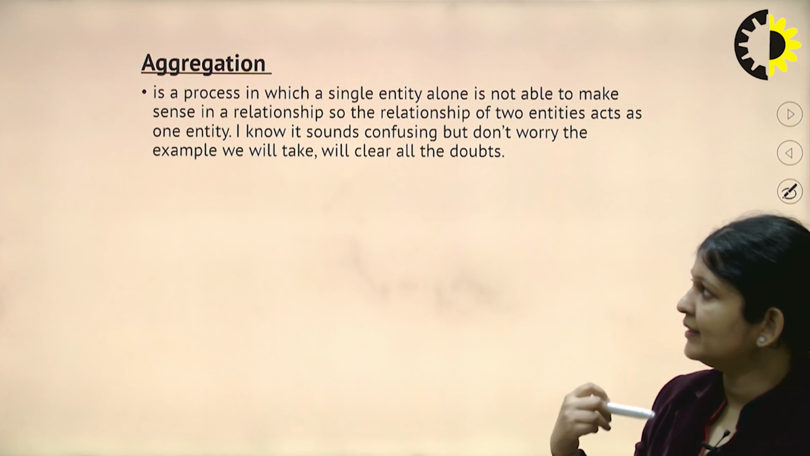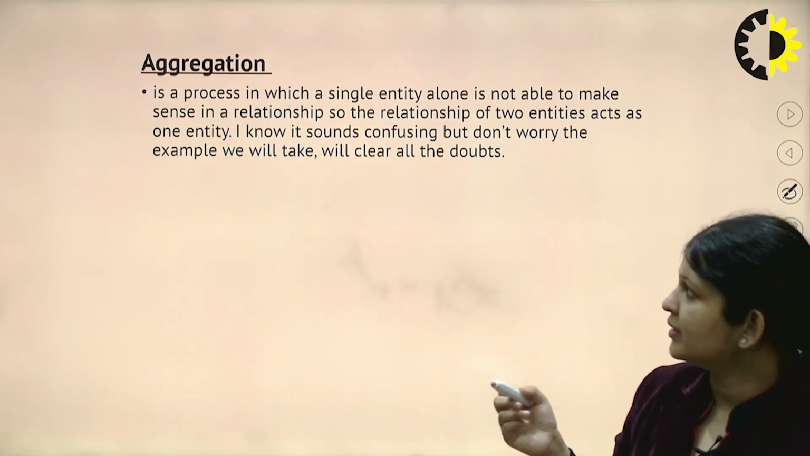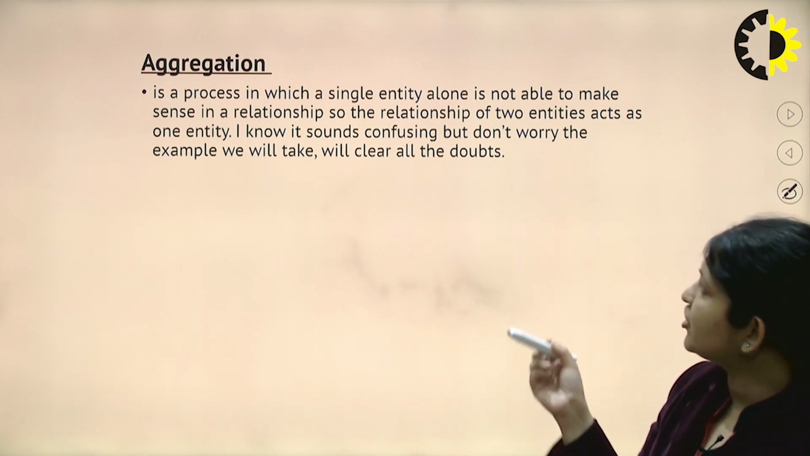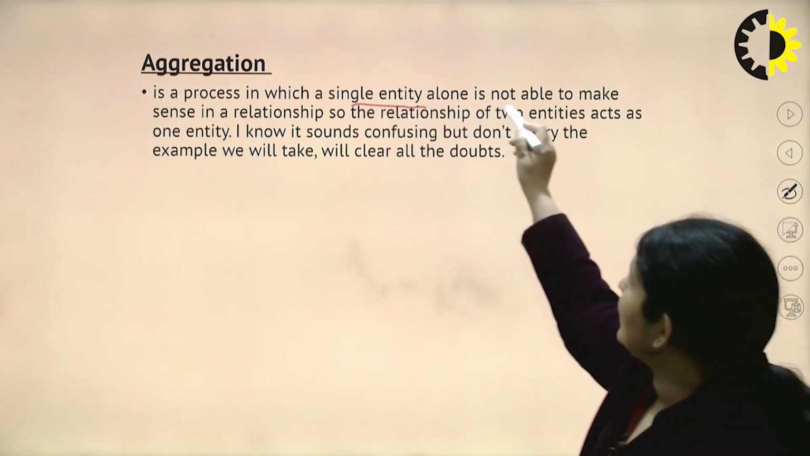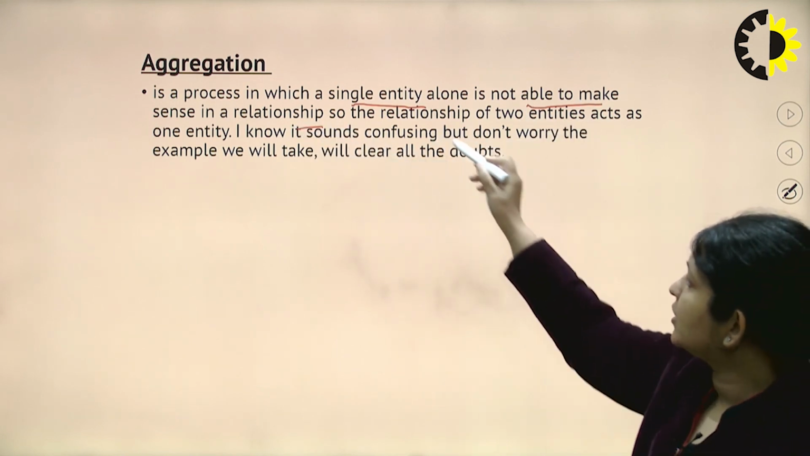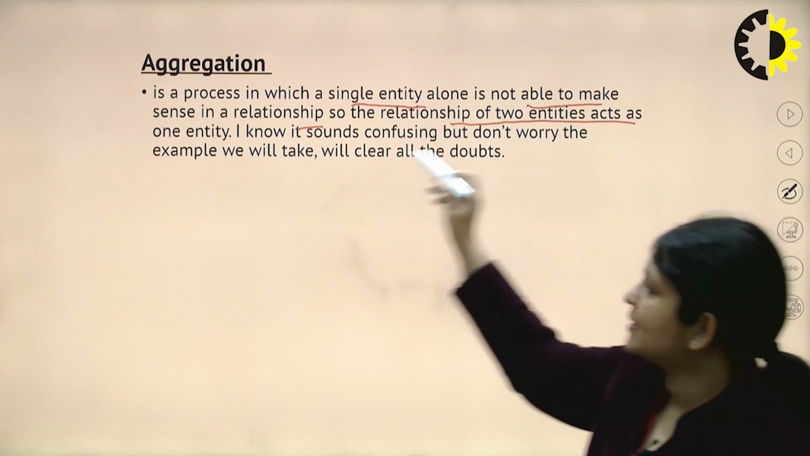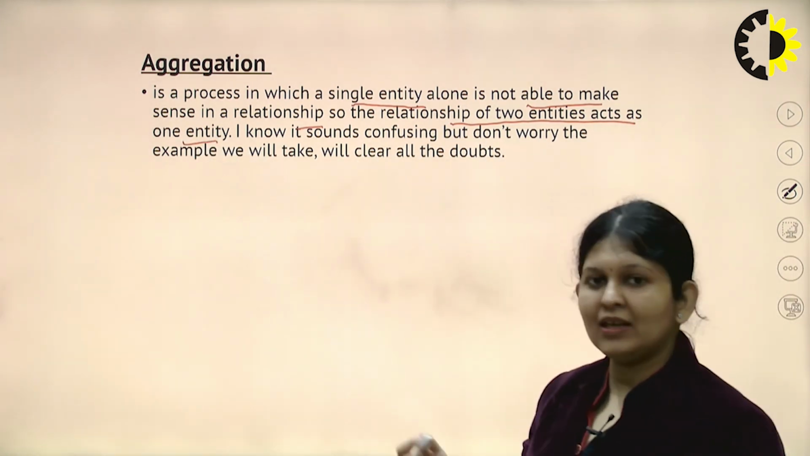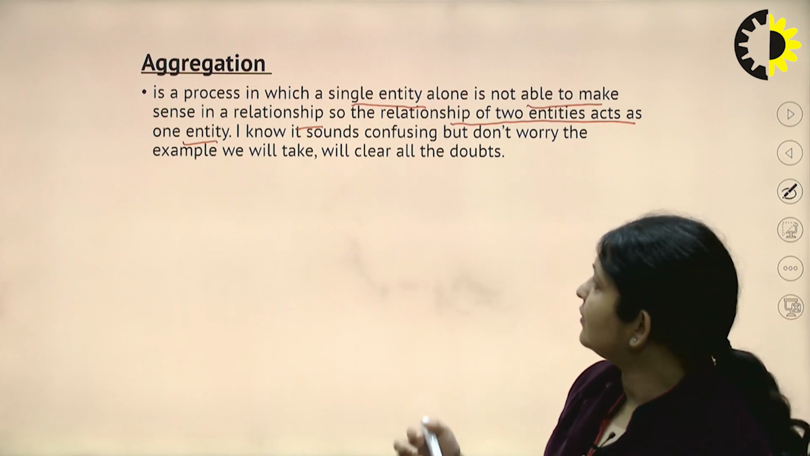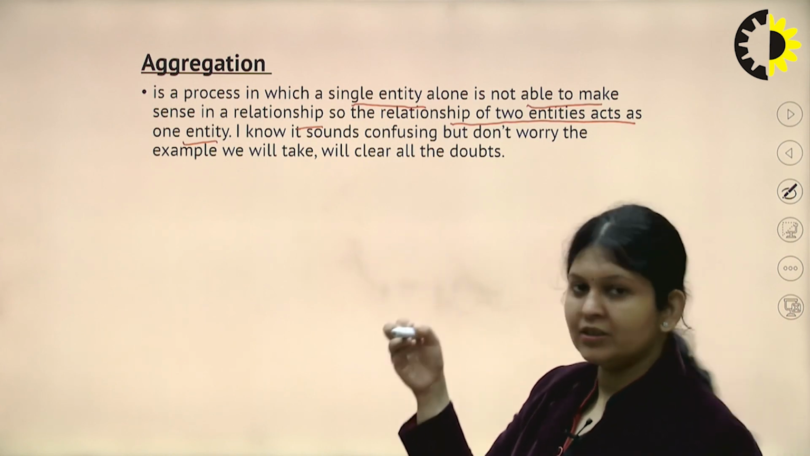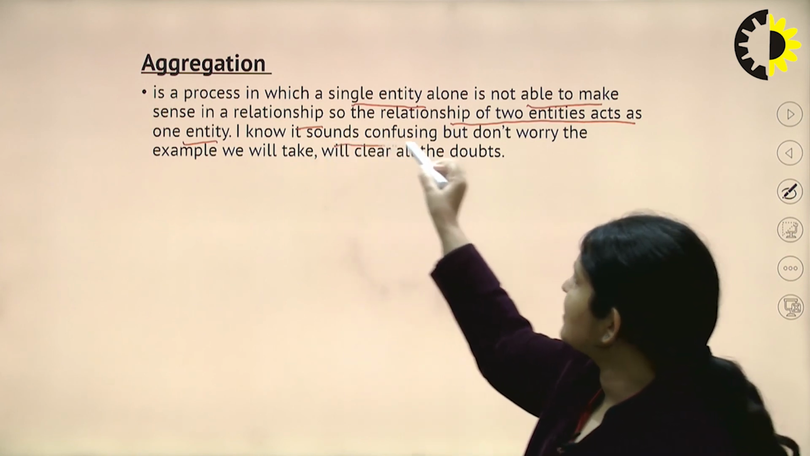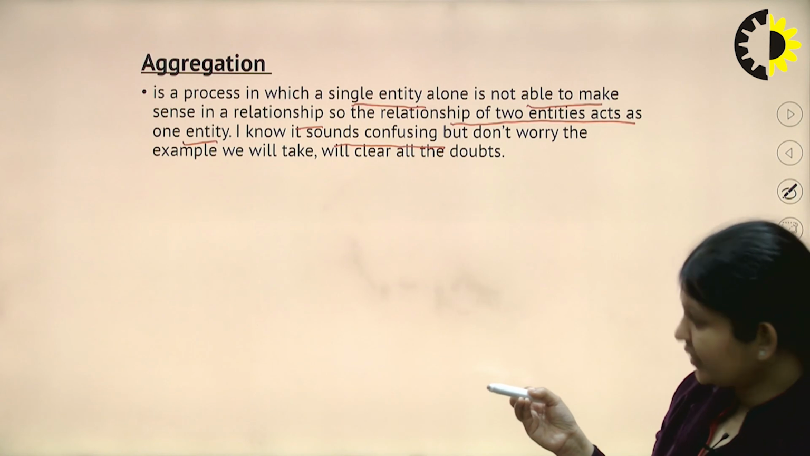Now the last concept we are covering in this video lecture is aggregation. It's a process in which a single entity alone is not able to make sense in a relationship. So the relationship of two entities acts as one entity. First we take the relationship of two entities and make it a single entity. Then we further make a relationship with other entities. It may sound difficult, but let's see through an example.